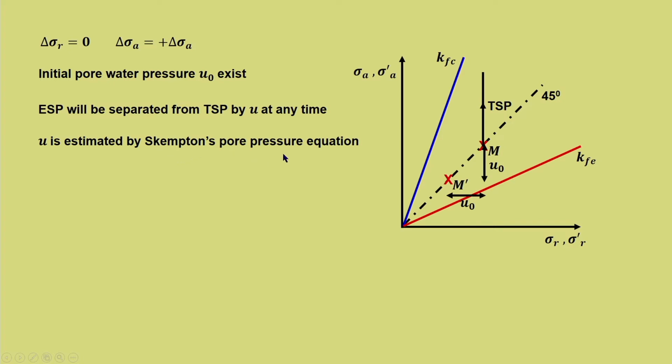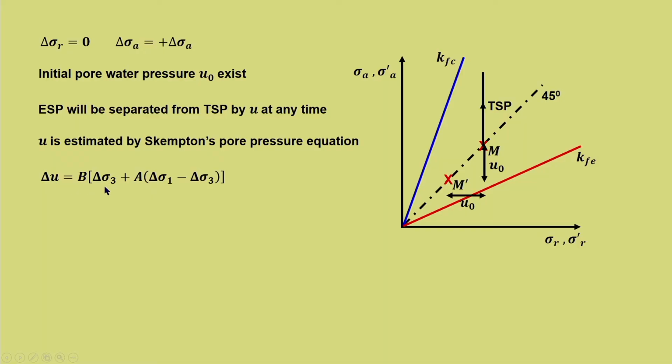Now, you will again appreciate why we have studied Skempton's pore water pressure equation in detail. In the absence of measurement, one can also have some idea about pore water pressure by estimating it corresponding to the change in stresses. So, delta u is equal to B into delta sigma 3 plus A into delta sigma 1 minus delta sigma 3. Here, replacing sigma 3 and sigma 1 by sigma r and sigma a, we have delta u equal to B into delta sigma r plus A B into delta sigma a minus delta sigma r.